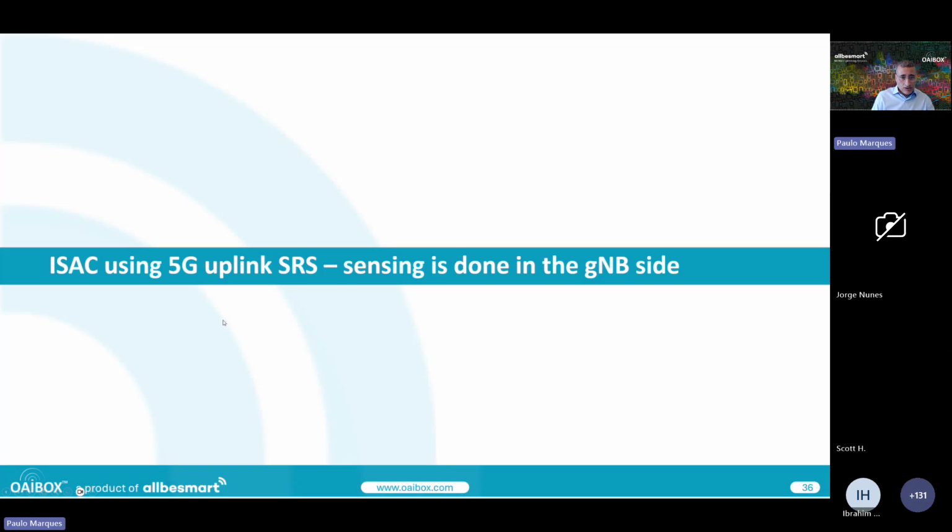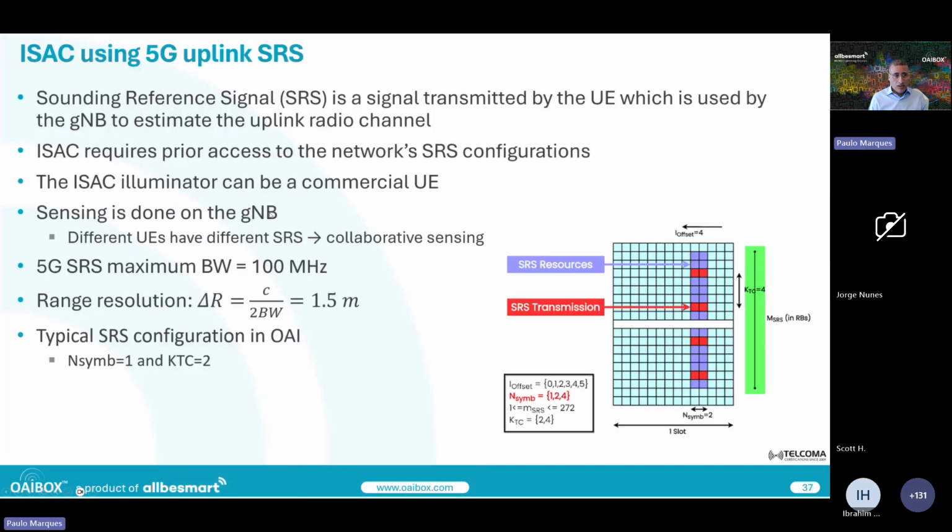Sorry. So now moving to another approach, using the uplink signals, uplink reference signals. Here we can explore the sounding reference signal, SRS, that is a signal transmitted by the UE and is used by the gNB to estimate the uplink radio channel.